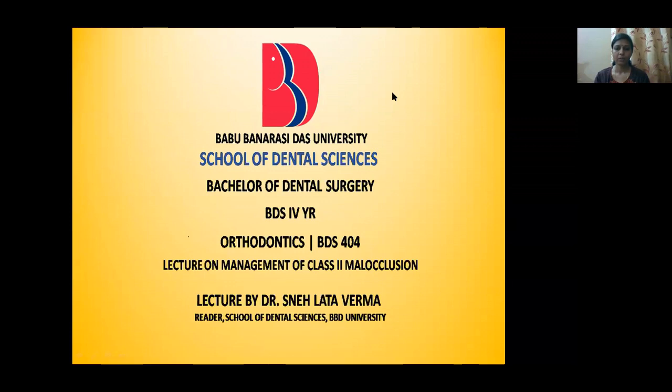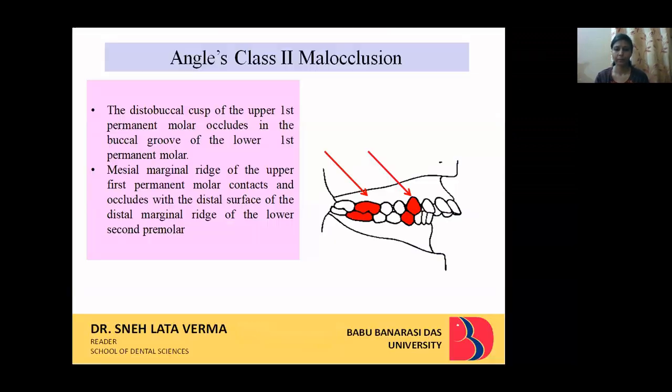In this lecture, we are going to talk about management of class 2 malocclusion. As we all know, Engel in 1899 classified the malocclusion into three groups: class 1, class 2 and class 3.